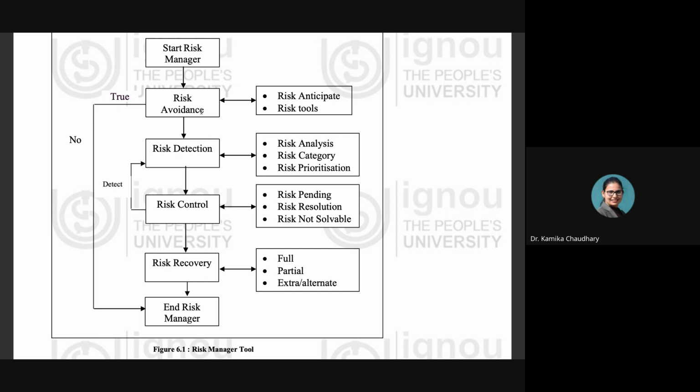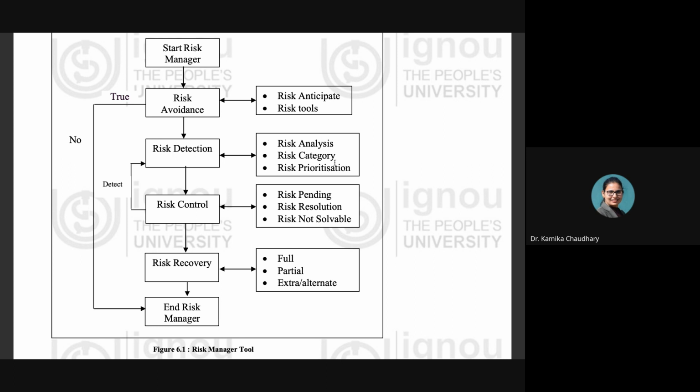How to avoid the risk? By making use of anticipating the risk and by making use of various tools. Now, risk has been anticipated. Risks are going to be detected in this second part, or in the second phase, by making use of analyzing the risk, categorizing them, and then prioritizing them.